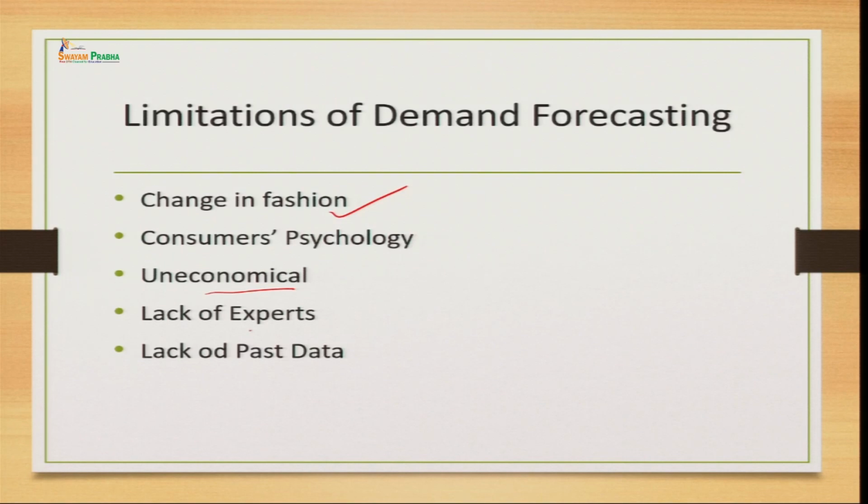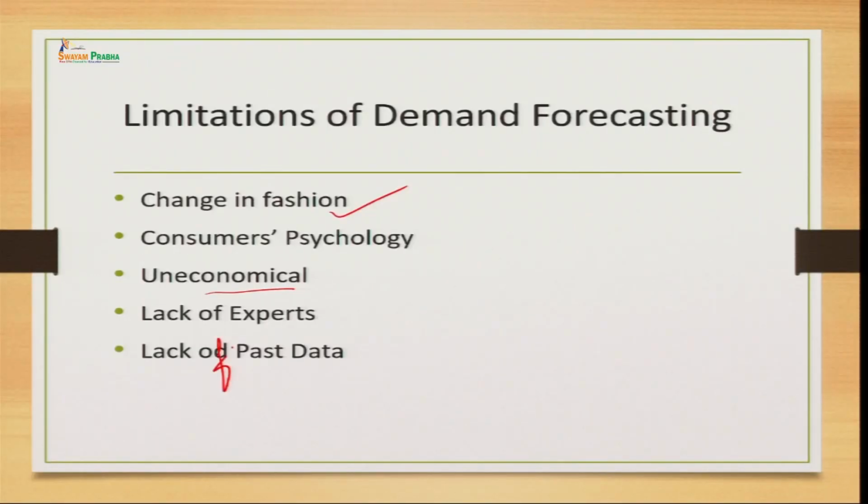Then we have lack of experts. We are talking about the expert opinion method, but we do not have people here who can provide us the expertise and knowledge. Lack of past data is also there, right, because we do not have the past data available to us. So, sometimes you are not able to get the correct result.